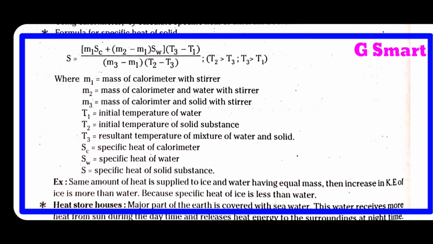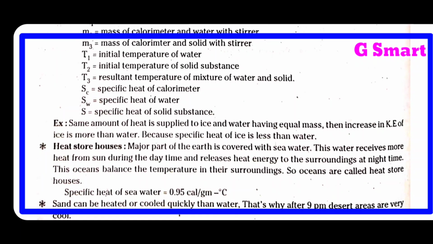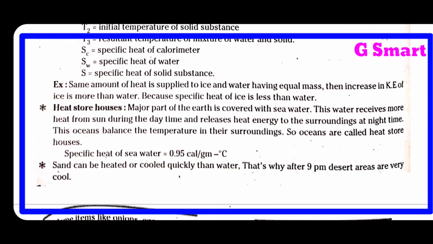Where M1 is the mass of the calorimeter with stirrer, M2 the mass of calorimeter with water and stirrer, M3 the mass of calorimeter and solid with stirrer, T1 the initial temperature of water, T2 the initial temperature of solid substance, T3 the resultant temperature of the mixture of water and solid. SC is the specific heat of calorimeter, SW the specific heat of water, and S the specific heat of solid substance.